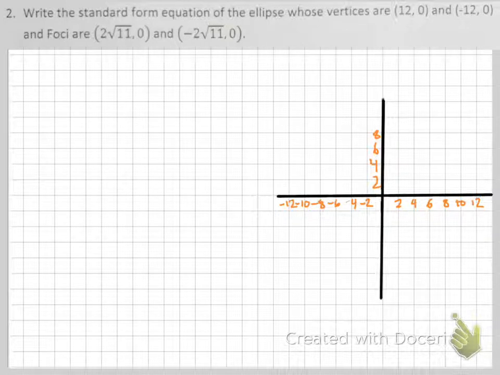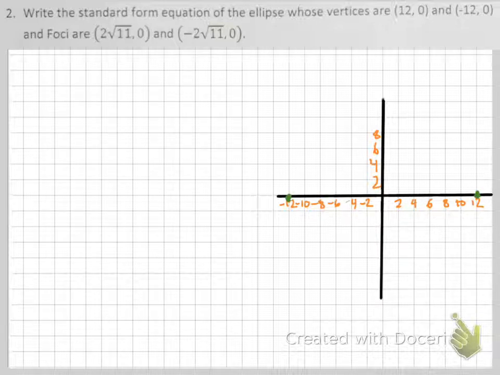Okay, number 2 says write the standard form equation of the ellipse whose vertices are 12, 0, and -12, 0, and focus points 2 root 11, 0, and -2 root 11, 0. Alright, first thing I want to do is plot these points. I've already made an x axis and a y axis with a scale of 2 per tick mark. So 12, 0, and -12, 0 are my vertex points.